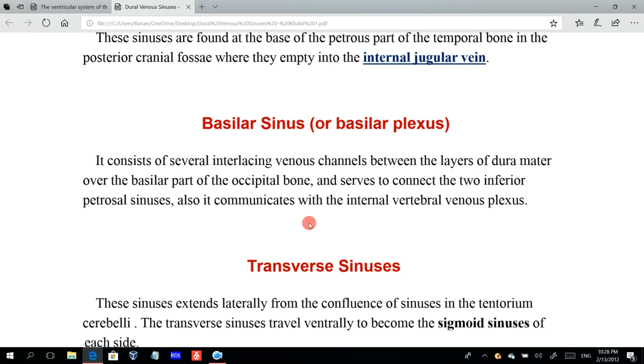And also it communicates with other venous plexuses, which are called the internal vertebral venous plexuses. These internal vertebral venous plexuses are within the vertebral canal. There are venous plexuses. Also, this basilar sinus has a connection with these vertebral venous plexuses.